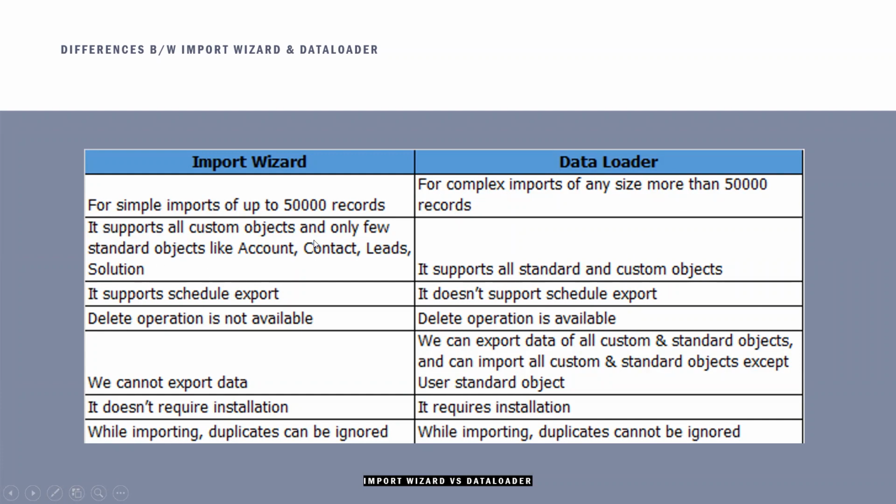Import wizard supports all custom objects and only a few standard objects like account, contacts, leads, and solutions. Whereas data loader supports all standard and custom objects. Import wizard supports schedule export. It does not support schedule export. So even though data loader does not support schedule export, it does support export. You have to do it manually.